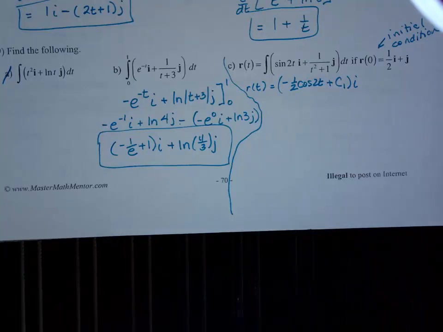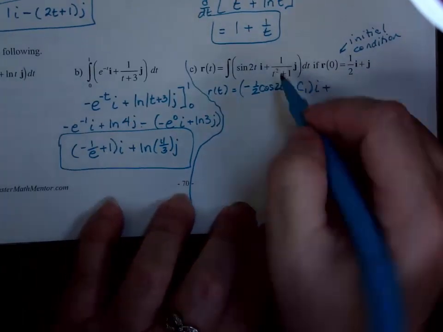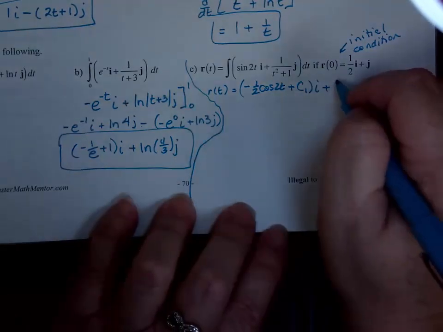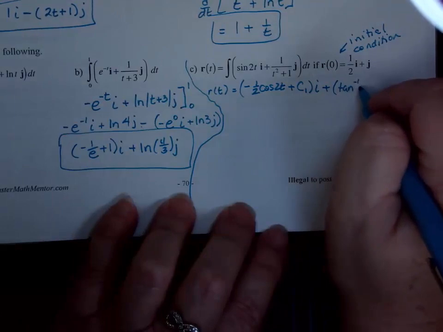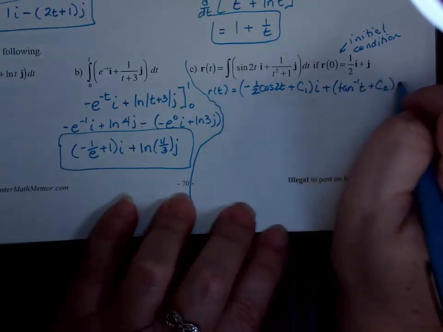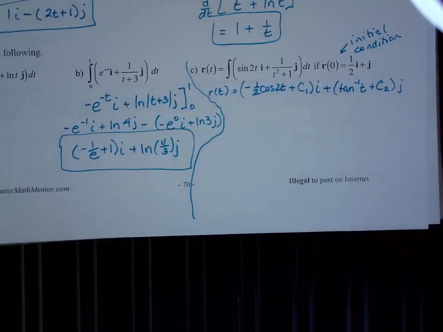And now we do the same thing for the j term. Look at what's in front of j. It's not ln. Does anybody recognize it? It's a tangent inverse. It's inverse tangent, yes. So this is tangent inverse of t plus the second c2 with a j. So we took the antiderivative of each term individually and gave each one a c.